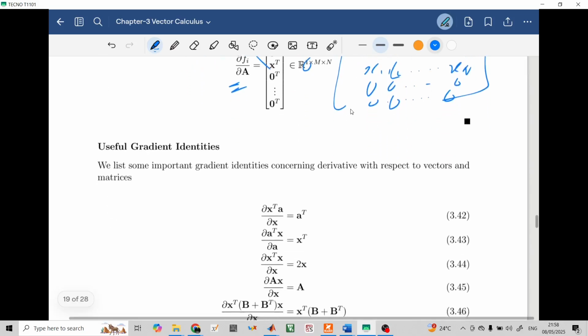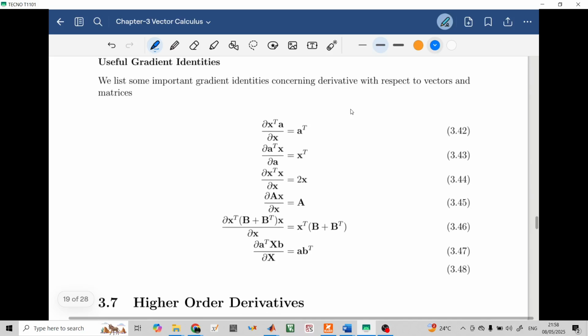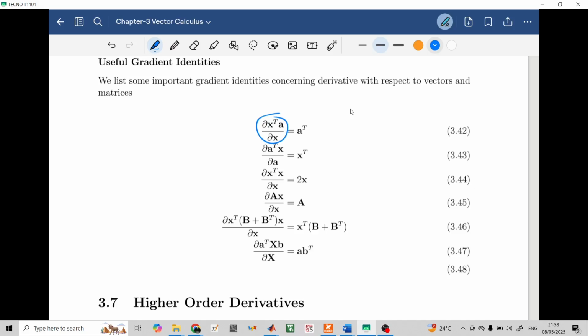Okay, fine. Now we have some useful identities that will help us in computing the gradient and the derivatives. If you have this dot product or inner product and you want to take the derivative with respect to x, it is A transpose. We take it with respect to x, and A here does not have a transpose, now it becomes transposed. The same thing here, you take the derivative with respect to A, x becomes x transpose. Here it will become 2x.